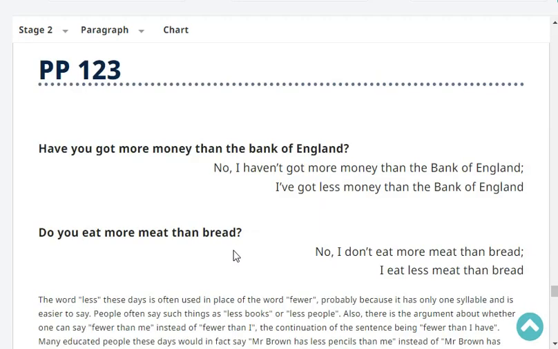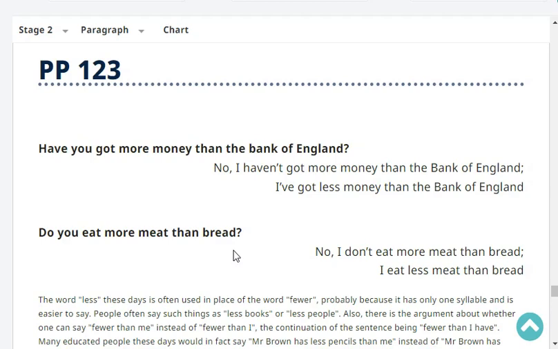Have you got more money than the Bank of England? No, I haven't got more money than the Bank of England. I've got less money than the Bank of England.